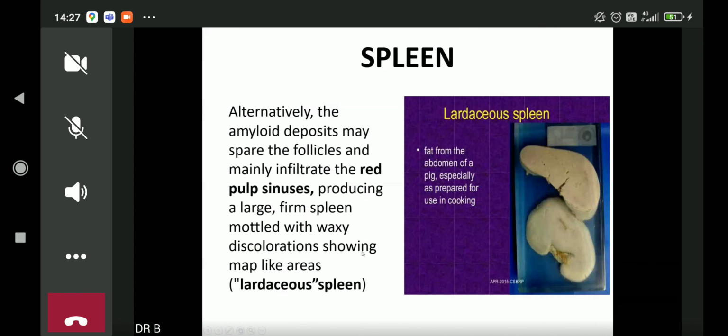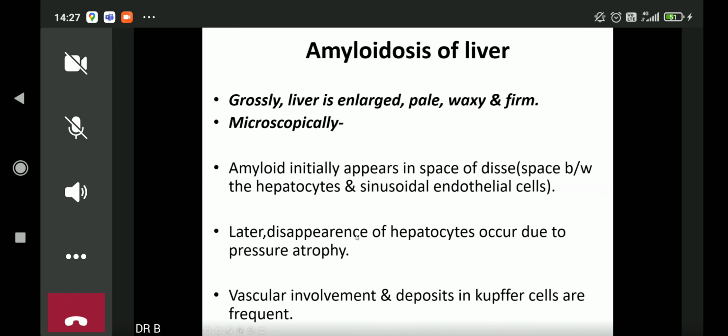Then comes the lardaceous spleen, wherein the deposits spare the follicles and infiltrate the red pulp sinuses. When it is infiltrating the sinuses, that's why it's called lardaceous spleen.